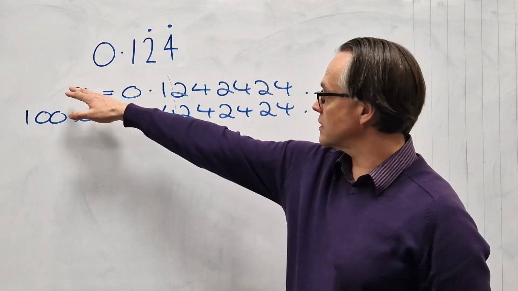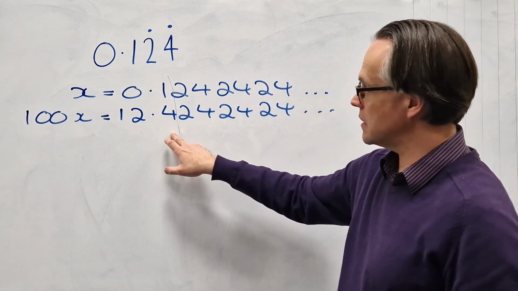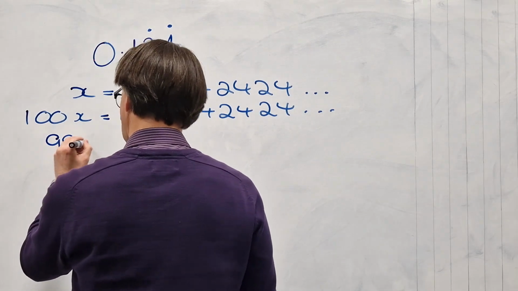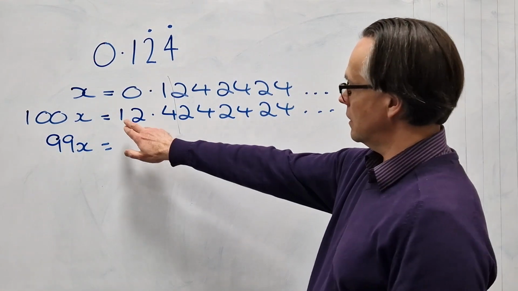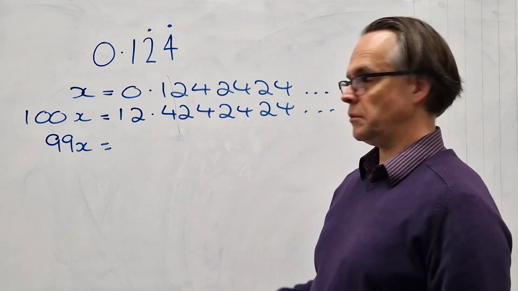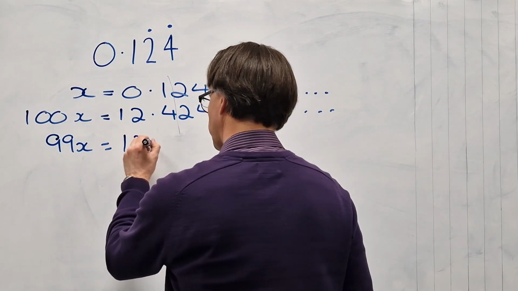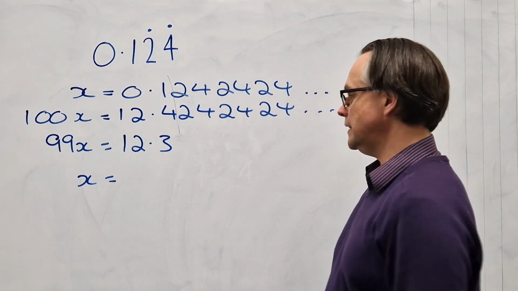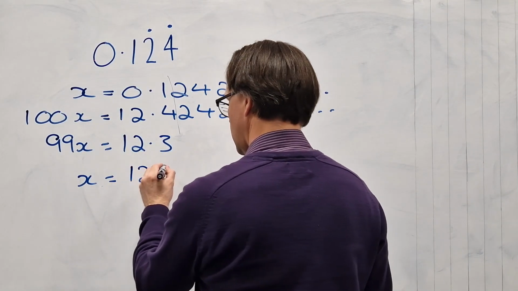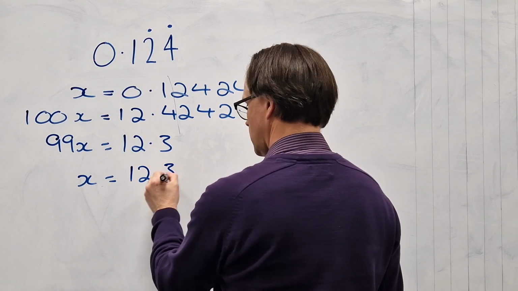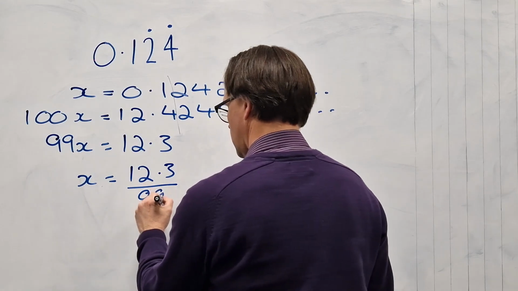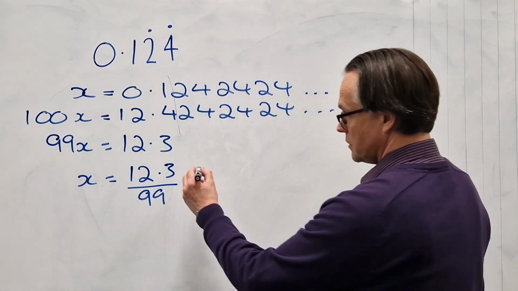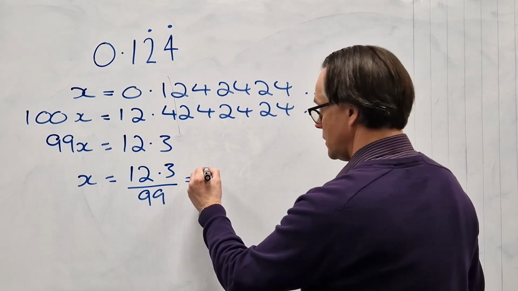So if I subtract this from this, I get 100x minus x is 99x. And then we would have 12.4 minus 0.1 is 12.3. And divide both sides by 99. Takes us to this. And now all I've got to do is tidy this up. So I'll times the top and the bottom by 10 to get rid of the decimal.